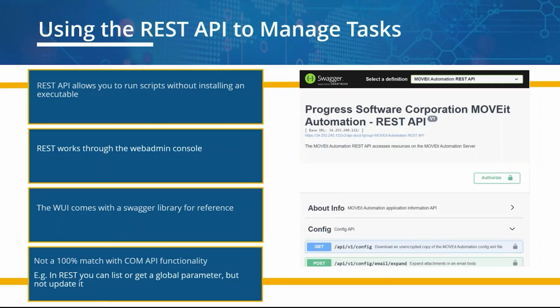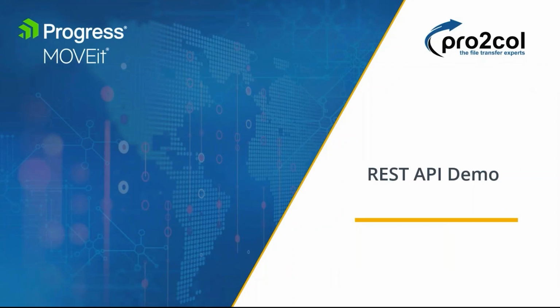Now we can use the REST API to manage some tasks. Okay, so different to the COM API, we don't need to make an installation of anything. It's just there already. As long as you've installed the web interface, and I would hope that you've got the web interface installed with your system, then everything that you need is available there as a Swagger library. So you can go straight to Swagger and get all of the information that you need to help you do some scripting. Let's have a look at how the REST API looks in real life.